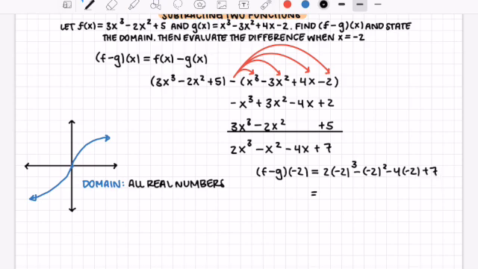We get negative 8, and times 2 is negative 16. This becomes negative 4, positive 8, and 7. And then we get negative 20, positive 15, so we get our answer negative 5 in the end, and that would be the final answer.